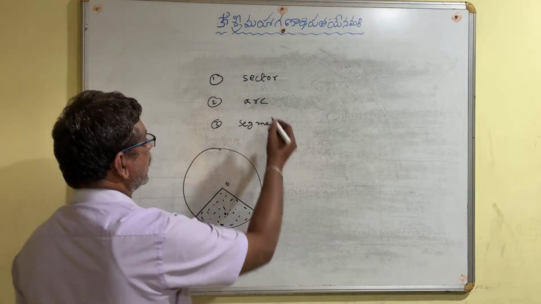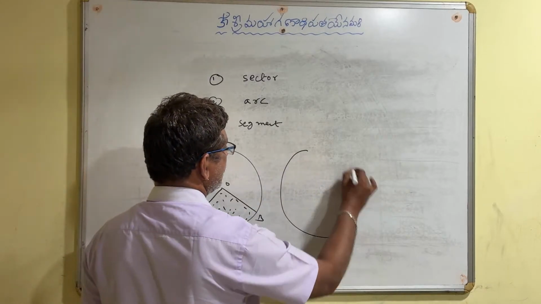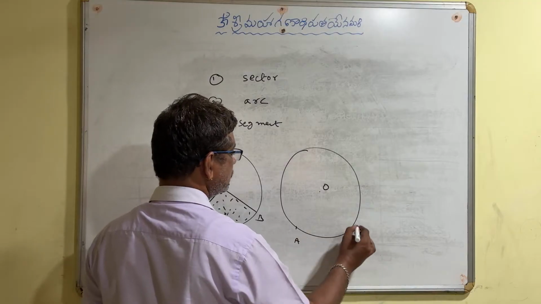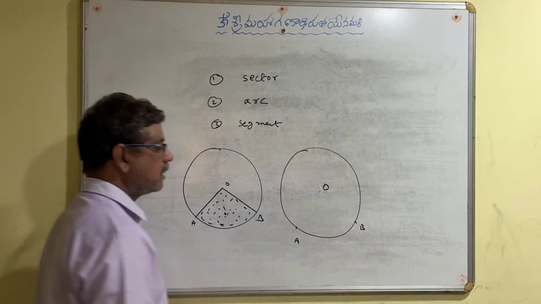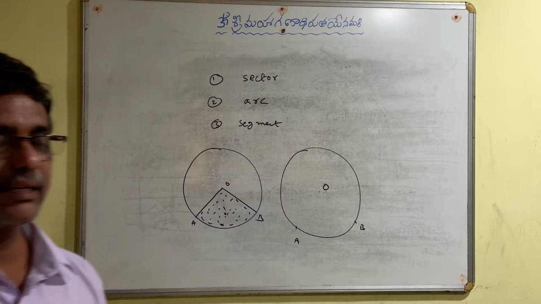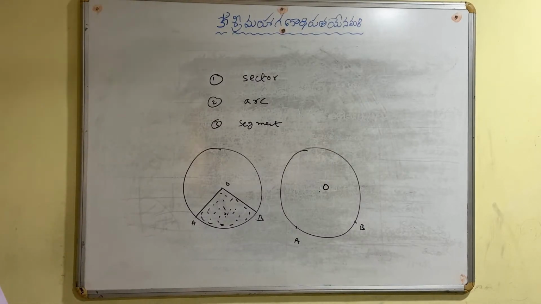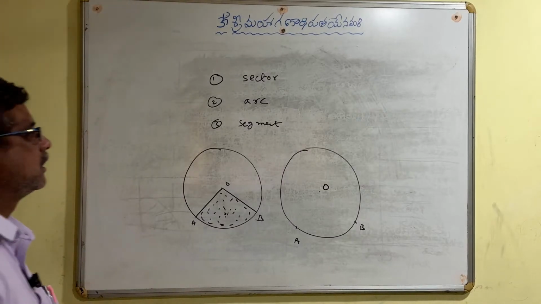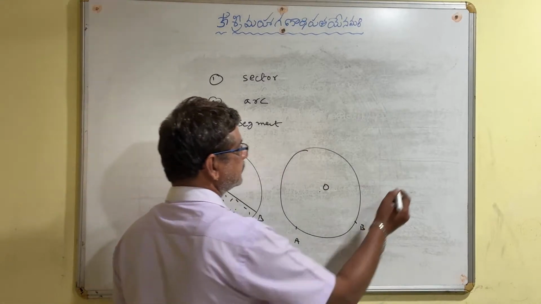Next, arc. Arc is a part of a circle. Okay? Next, segment.